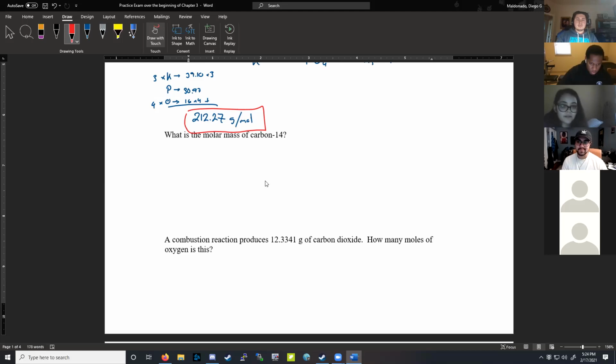Yeah, you guys are right. It would be 14. 14 AMU, that is your molar mass. Is there anyone that needs clarification on why it's 14? Yeah, can you kind of remind me?